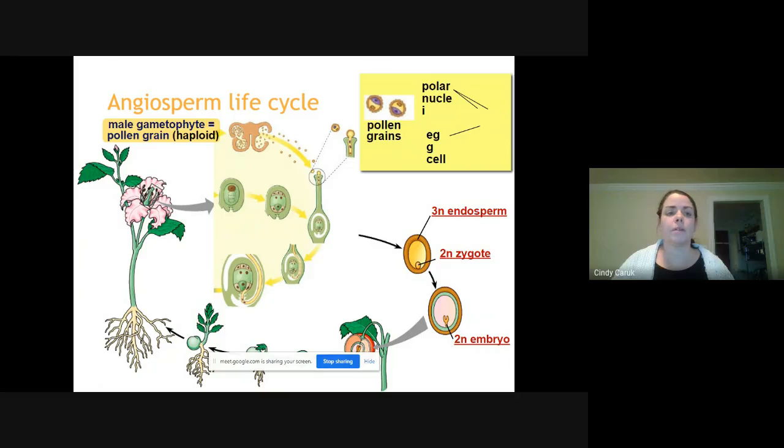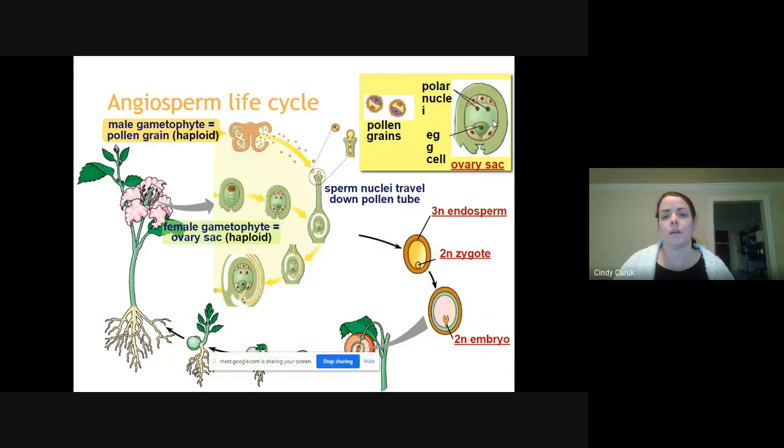Okay, so the male gametophyte is your pollen grain. Female gametophyte is your ovary sac, or sometimes called embryo sac. So you can see the pollen grain lands on top of the stigma, and then it has to grow a pollen tube that goes all the way down the style. Okay, and in there we have two polar nuclei and the egg cell. These two polar nuclei are going to be fertilized to form the endosperm. The egg cell gets fertilized to form the embryo. So two sperm are necessary to go down that pollen tube. And where they go in, as you see here, that is called the micropyle.